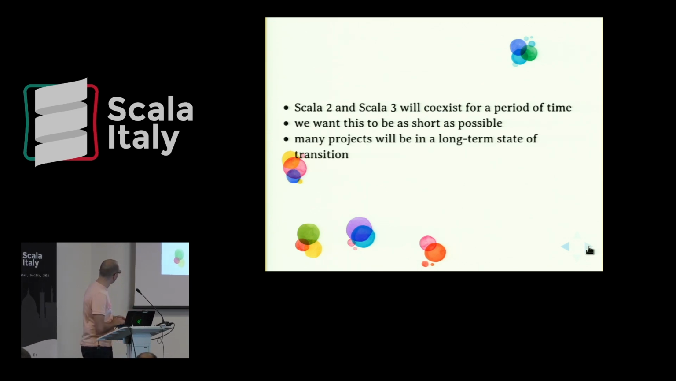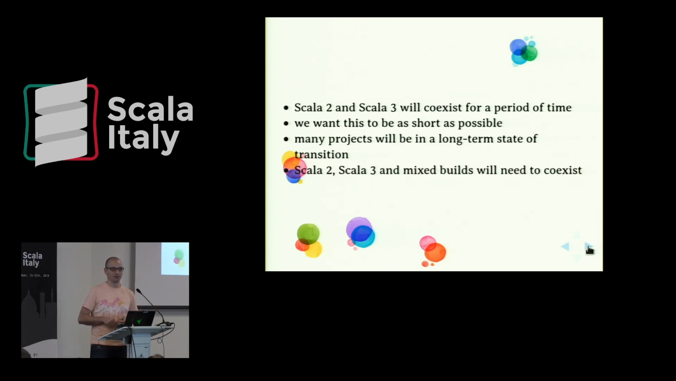So I think there will be a number of projects, many of them open source, which will be in not just an ephemeral state of transition, but a long-term state of transition where they are being migrated slowly. Maybe Dotty is adapting as the projects are adapting, with some features being re-implemented completely, others being tweaked, and others just working out of the box. But we're going to have more builds which involve Scala 2 code and Scala 3 code together.